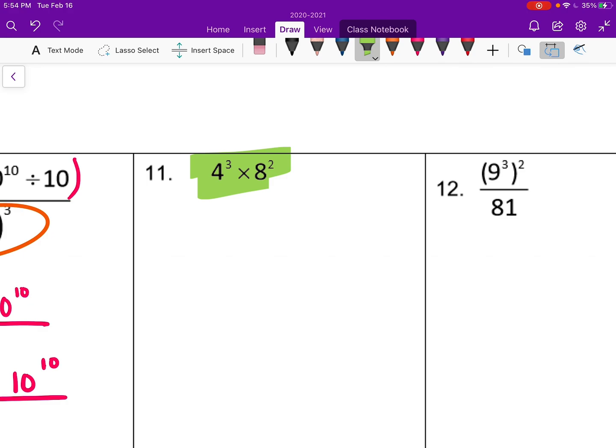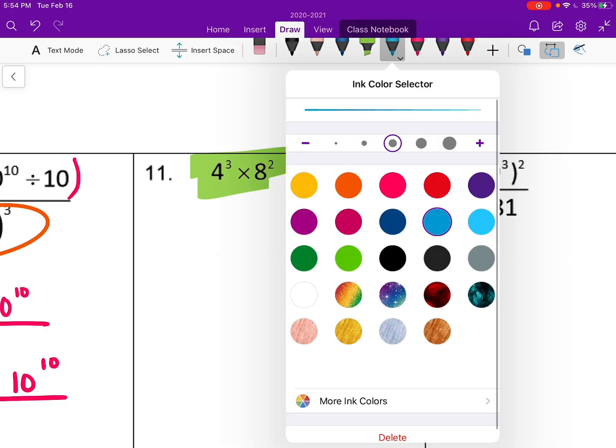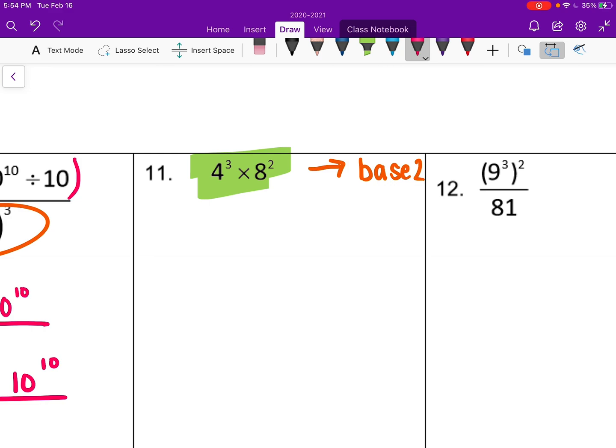I can break 4 down into 2 squared, right? I can also break 8 down into 2 times 2 times 2, which is 2 cubed, right? So I can write this all as base 2. And if I can write them all as base 2, I can now solve this problem. So let's go in and do that.